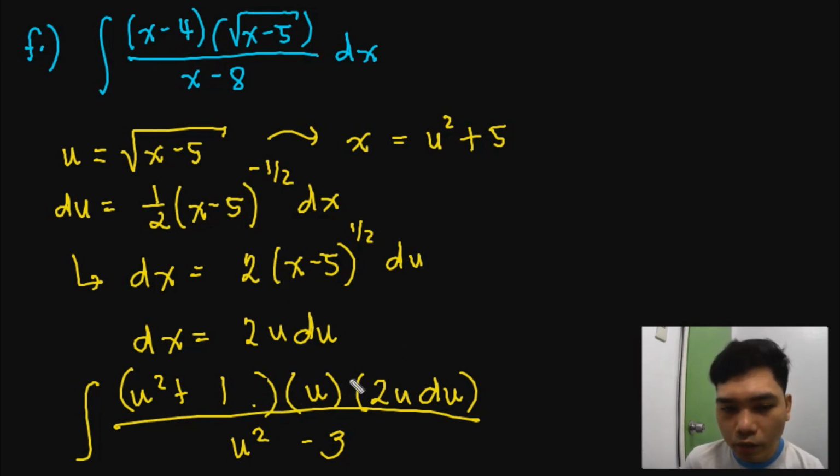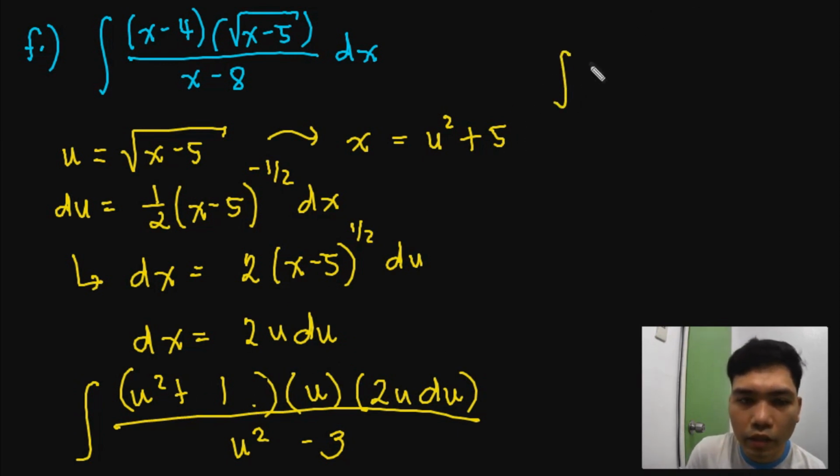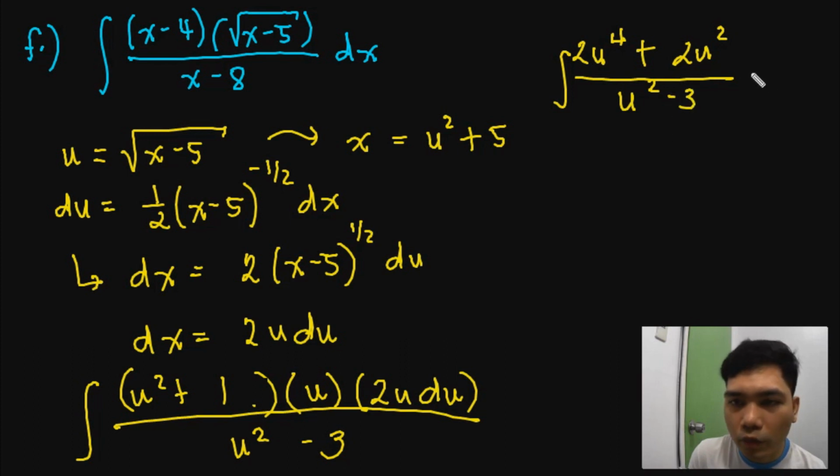Now we can perform distribution or multiplication here at the numerator. So this becomes the integral of u squared times u becomes u cubed times 2u, so that becomes 2u to the fourth, plus 2u squared. Then we divide this by u squared minus 3, or we can simply factor out 2 from this expression, so that becomes 2 times u to the fourth plus u squared divided by u squared minus 3.